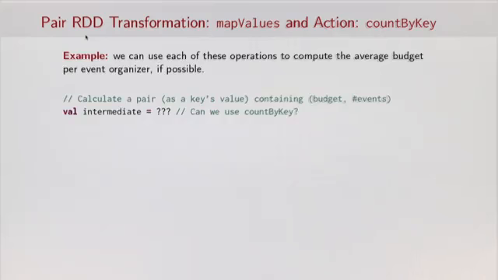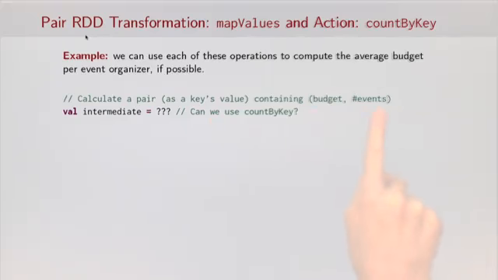As usual, let's look at an example to make these operations a bit more concrete. Again, let's use the events pair RDD that we recall from the previous slides, and let's use each of these operations, if we can, to compute the average budget per organizer. So now we're taking an average. I'm going to help you out a little bit in the beginning, so let's do this step by step, but let's start with an intermediate RDD here. Let's calculate a pair as the corresponding value of the organizer key. That means our value is also a pair, which will represent the total budget and the total number of events that correspond to that event organizer. So this is the value here.